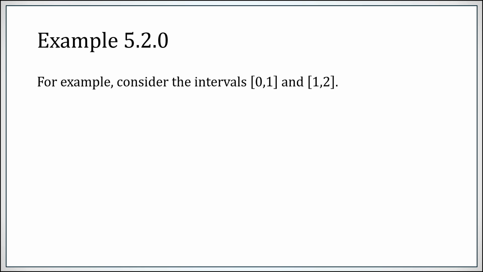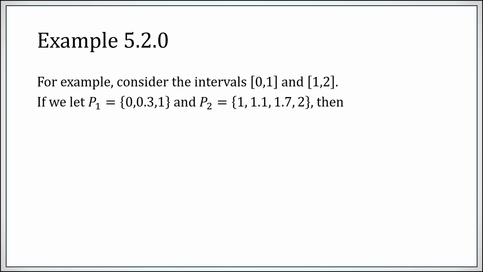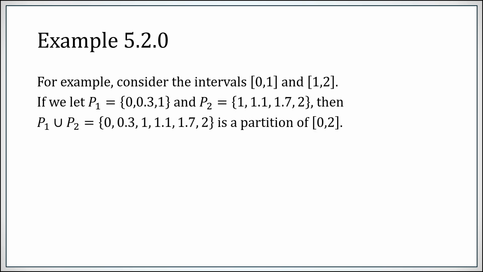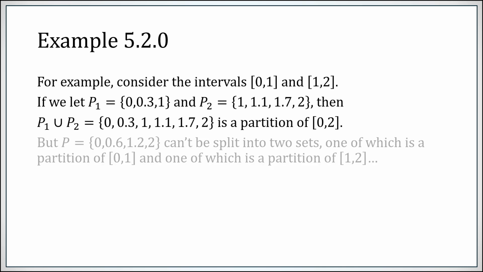So let's look at this example. Consider the interval 0, 1 and the interval 1, 2. Now, let's let our first partition be the points 0, 0.3, and 1, and our second partition be 1, 1.1, 1.7, and 2. Then if we union them together, we get 0, 0.3, 1, 1.1, 1.7, 2, and that's definitely a partition of the interval from 0 to 2.